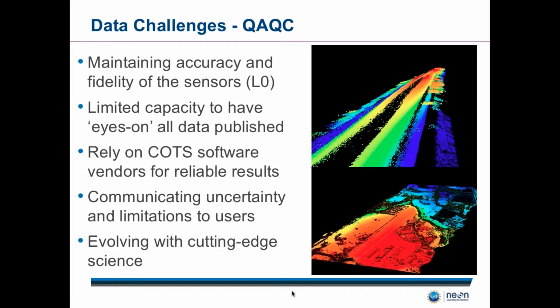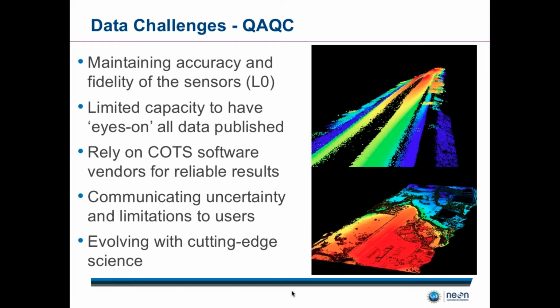We have a limited capacity to have eyes on all of our published data. We're producing a lot of data with a fairly small team, so it's impossible for us to look at every single piece of data that we publish to the portal. We develop automated QA checks as best we can and monitor those and hope that that's going to catch most of the mistakes.